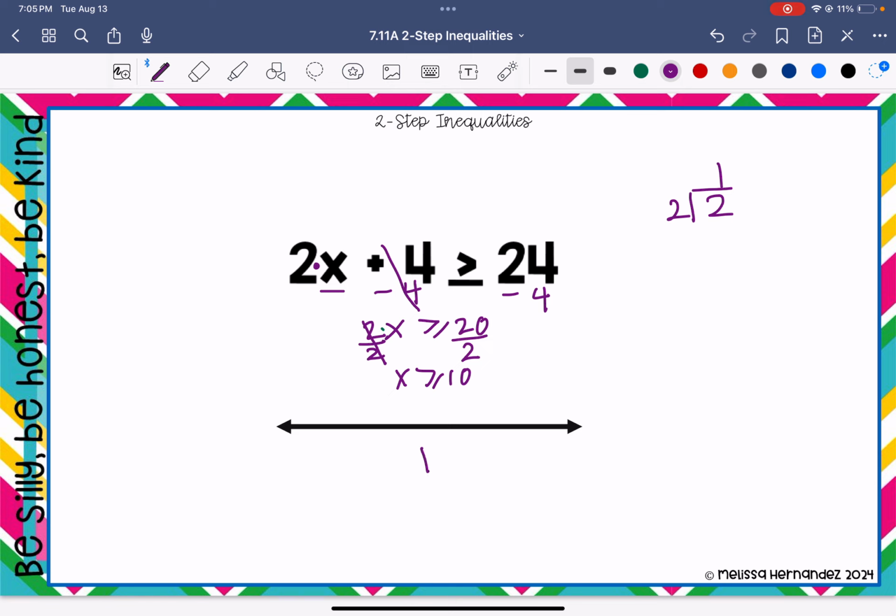So I always suggest kids write a 10 here. This is a closed circle. And the reason it's closed is because it has the equal sign right there. So this means it goes this way.